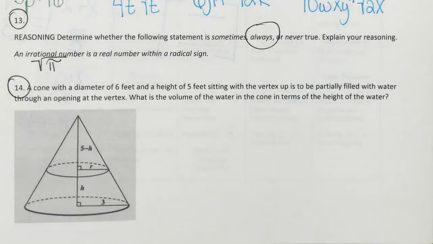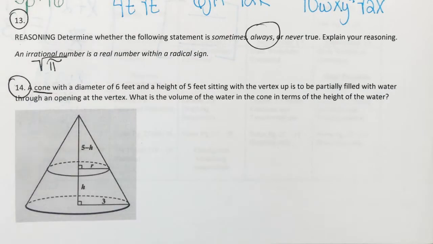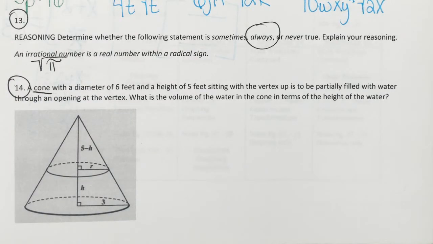All right, what about number 14? So, what do we know about this guy so far? Let's just write down everything we know about number 14. It's a cone, right? So what do we know about a cone? You have to use pi, right? Why do you know you have to use pi? Because it's a circle at the bottom. Oh, yeah, very nice.